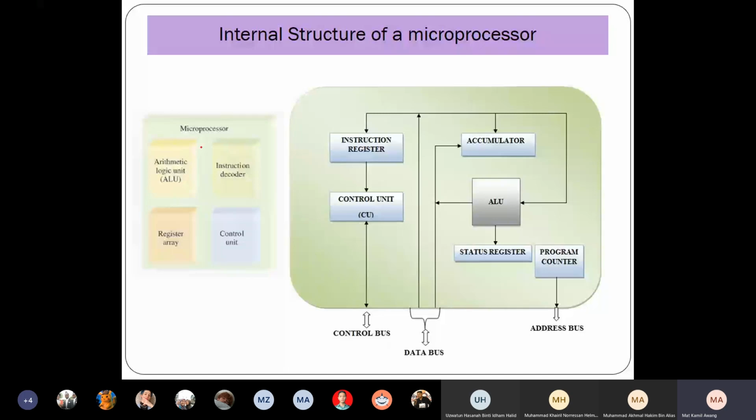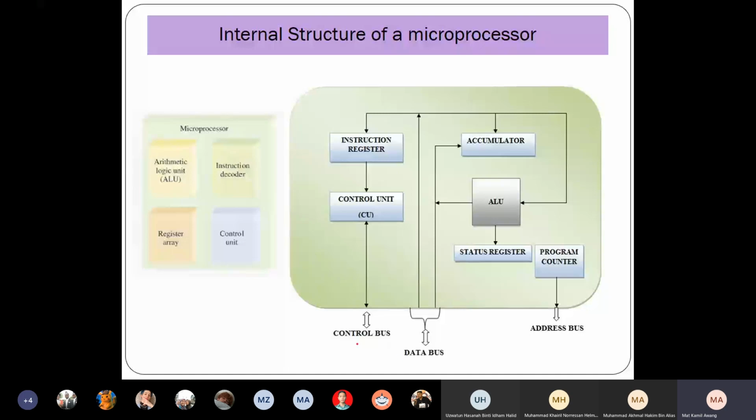The arithmetic logic unit is to do the adding, subtracting, multiplying, and division. Then this register array is to store data. There can be many registers here that hold the data. And the control unit is to control the behavior of the microprocessor.